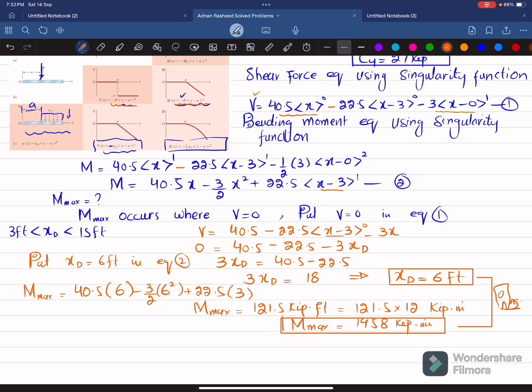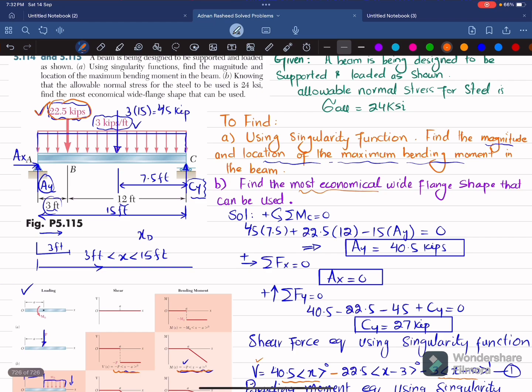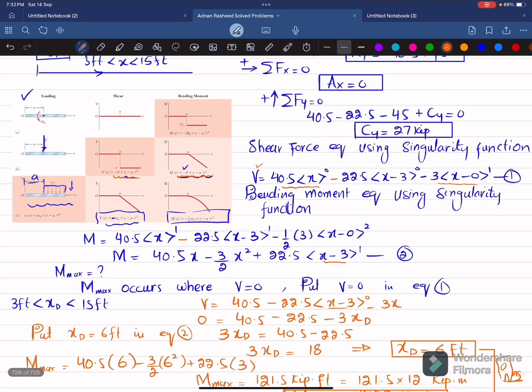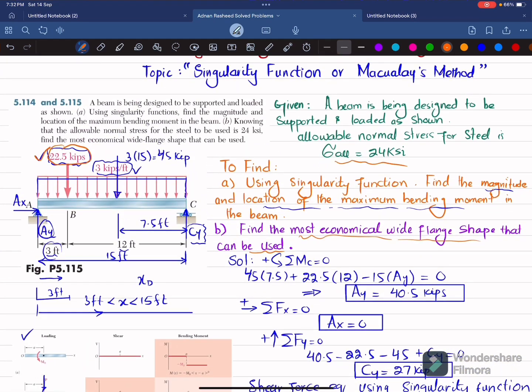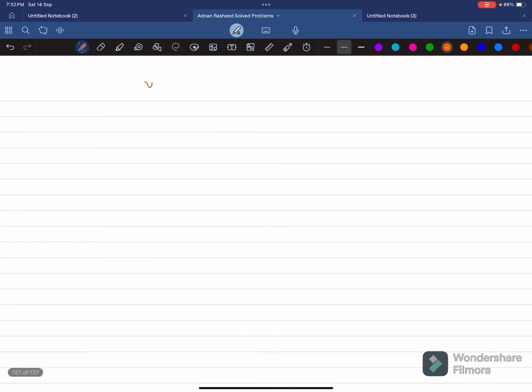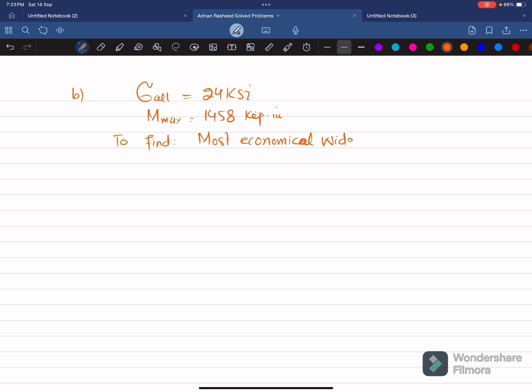Now we will move towards the second part, and the second part is to find the most economical wide flange that can be used. And we have been given allowable stress is 24 ksi. So let me write it. We have allowable stress is 24 ksi. We have maximum bending moment that we have calculated here is 1458 kip into inch, and we have to find the most economical wide flange beam.